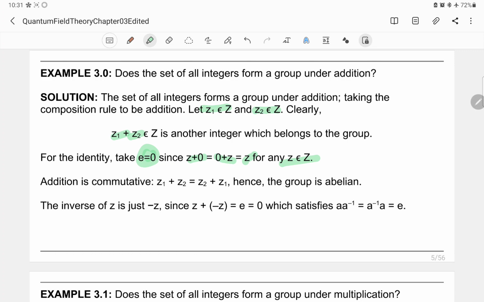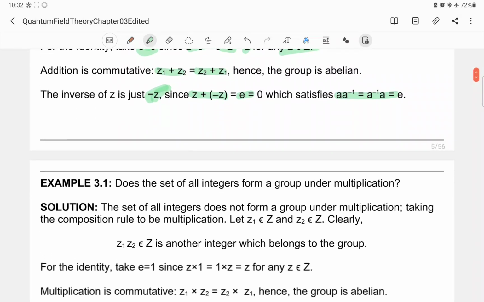So addition is commutative for integers, and so you can call that group abelian. The inverse of z is just negative z, because it gives you the identity. So in this case you have negative z, so z plus negative z is equal to e, which is equal to 0, and so it satisfies this property. So it is a group.